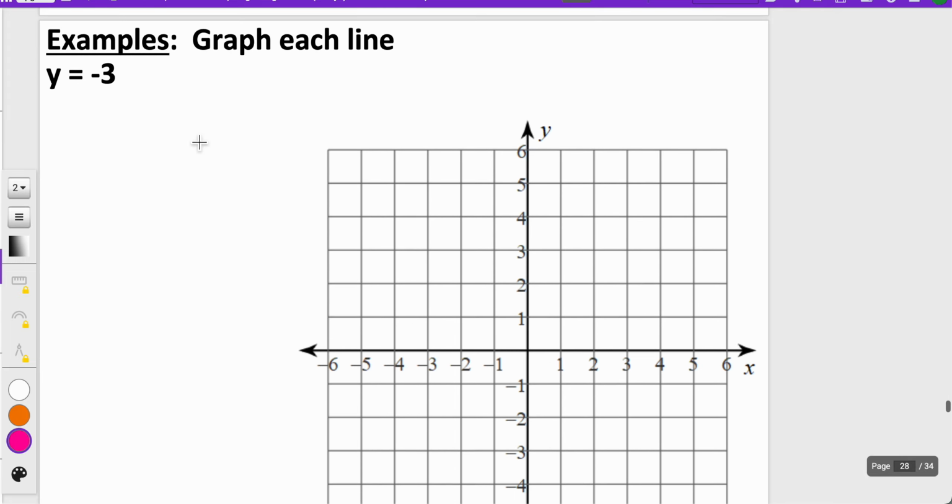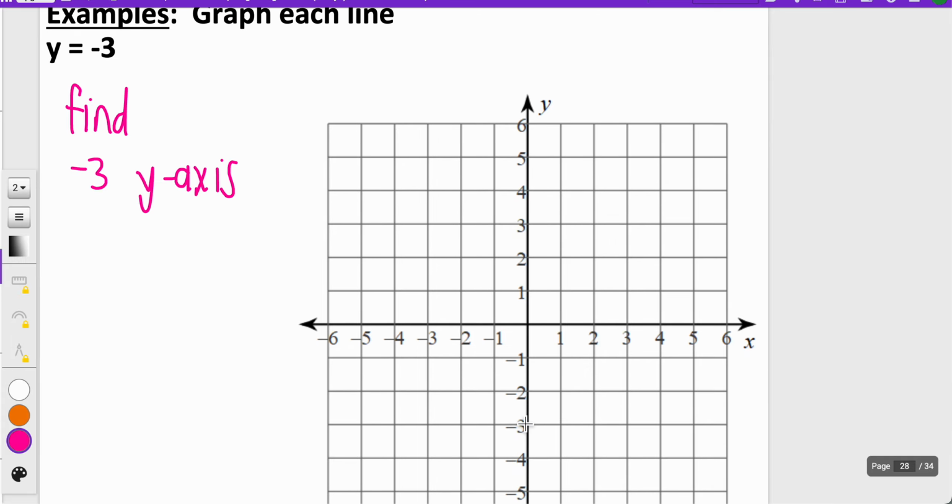So for this one, whenever you're given your y value, you're going to find negative 3 on the y-axis. So that's what I would do first, I'm going to go down here. Negative 3 on the y-axis would be here. And then I would draw my horizontal line going from left and right just to highlight that negative 3.